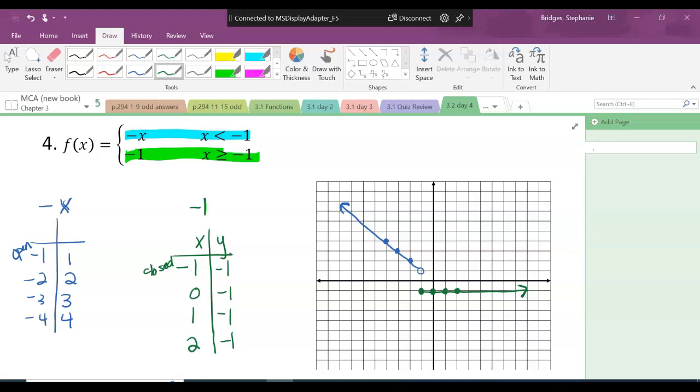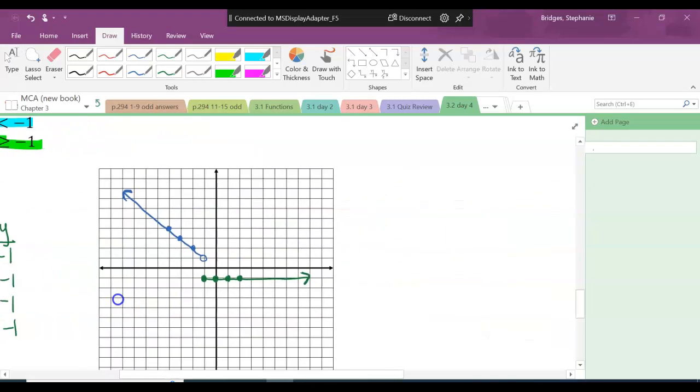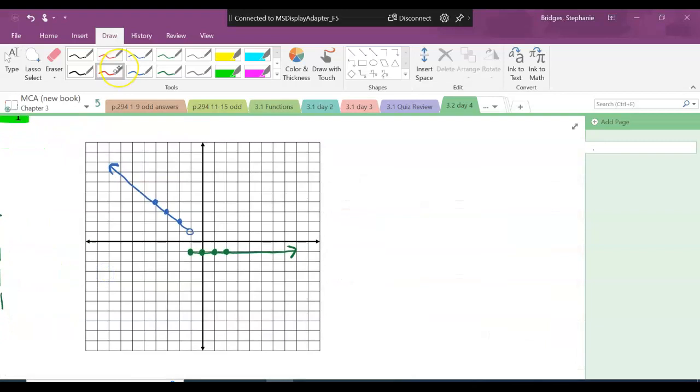All right, let me make some room real quick. Let's do it over here. All right, start with our domain. Left to right. Do we go as far left as we can? Yes. And then we're coming across, and then does everybody see we have a hole at the blue one?